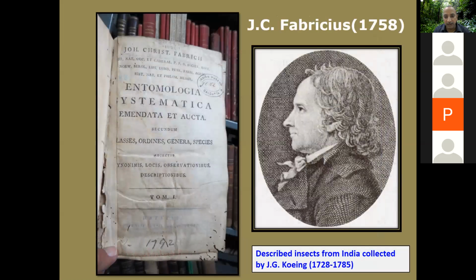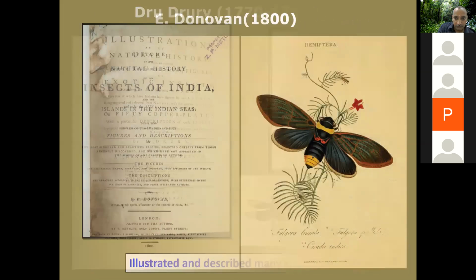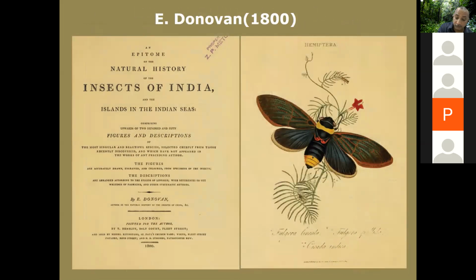Then you have earlier workers like Fabricius, in 1798, who described several species. Then you have Donovan, who made illustrations and also described many insect species. Then you have Drury. Sorry, that was Drury. And then you have Donovan, who made the first natural history of insects of India in about the 1800s with several paintings.